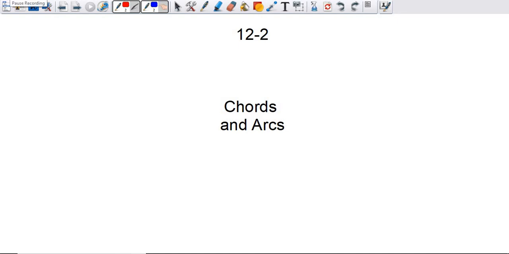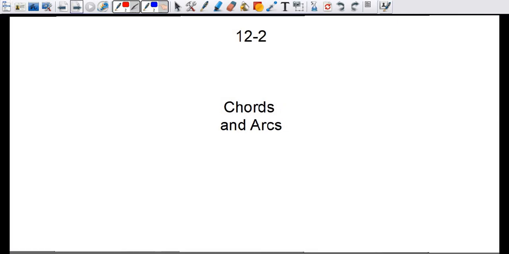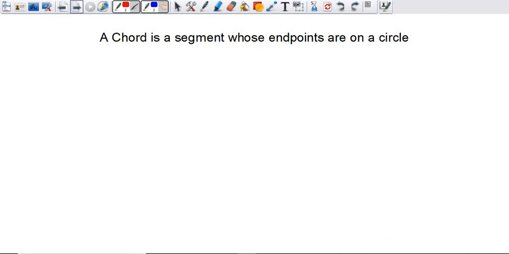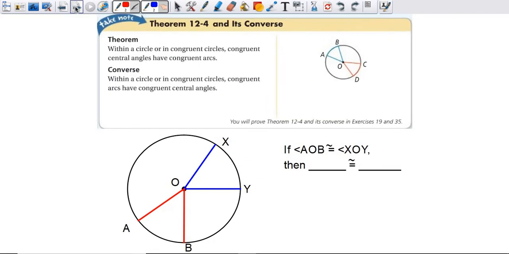All right, we're going to have some theorems on chords and arcs now for section 12.2. So, here we go. Theorem 12.4 and its converse. Within a circle or in congruent circles, congruent central angles have congruent arcs. So the converse of that: if they're congruent arcs, then they have congruent central angles. So basically, this is something we already know. If these angles are congruent, then the arcs are congruent, okay?